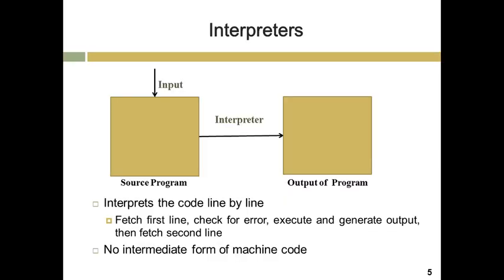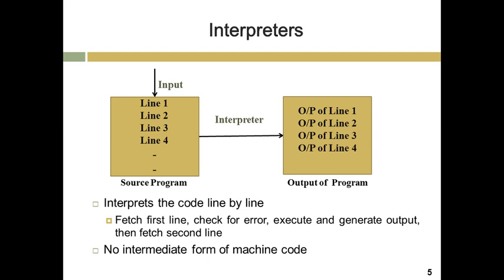Next, compilers are generally compared with interpreters. Before comparison, an interpreter takes the code line by line, that is, it fetches the first line, checks for errors, executes, generates output, and then fetches the second line, and hence there is no intermediate form of machine code. So the interpreter works like this: take the first line from the input, generate output of line 1, then take the second line, generate output of line 2, third line output of line 3, and so on.